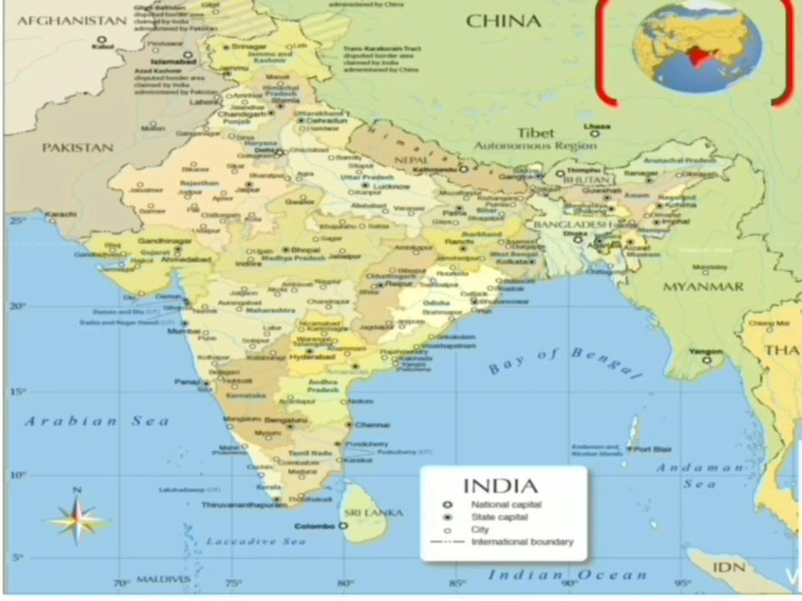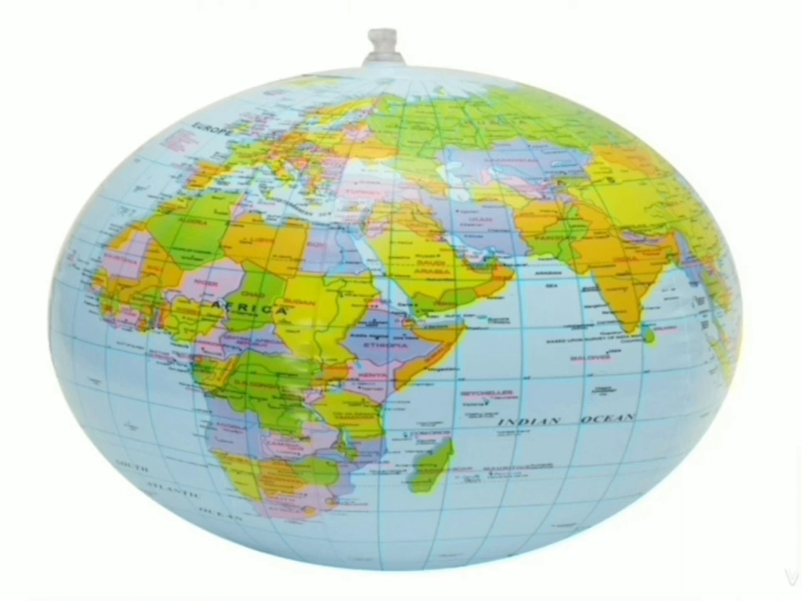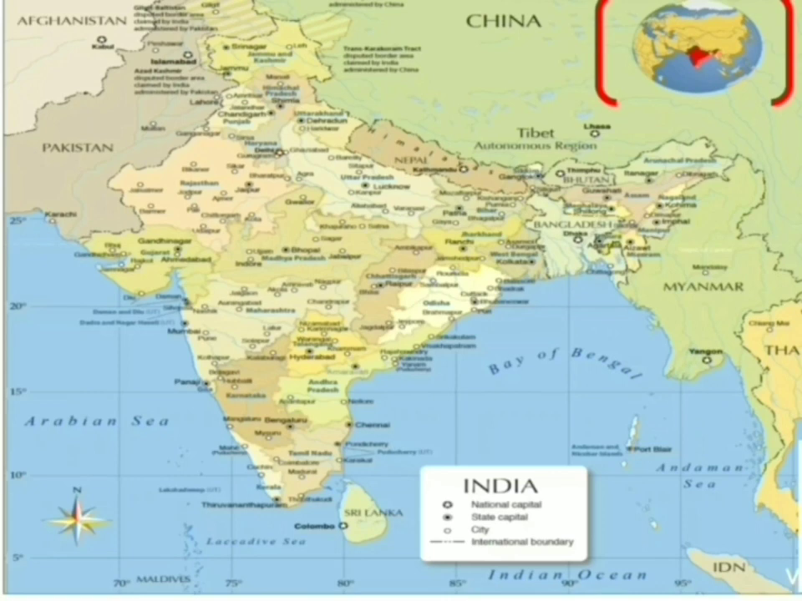When you observe this image carefully, you will see the globe and the map of India. Students, it is very difficult to understand a map from the globe. So, to understand that, we will have to draw it on a flat surface. Here, you can see the map of India clearly. So, it is called two-dimensional representation, one as globe and other as map.